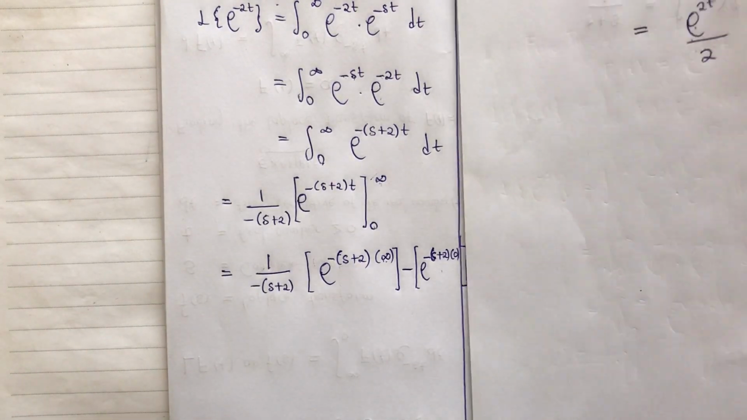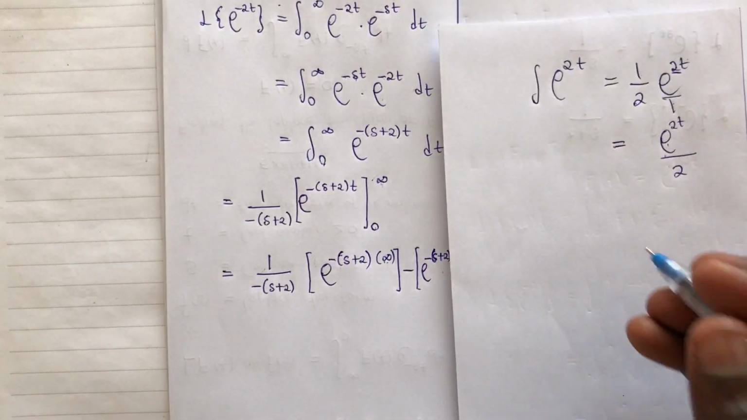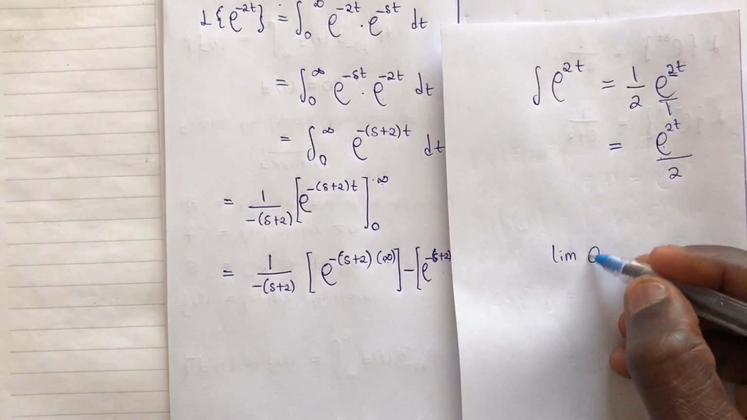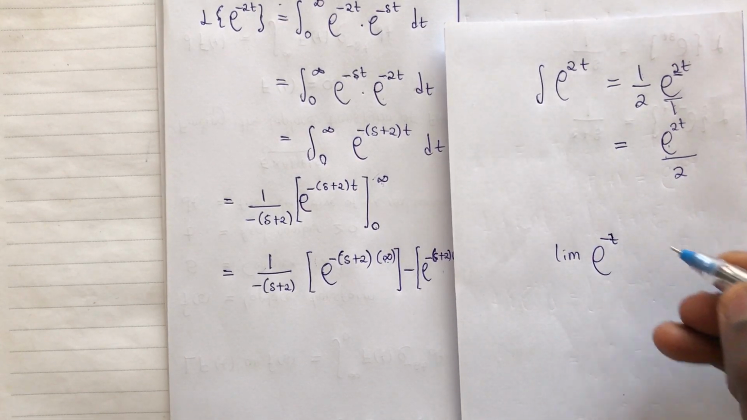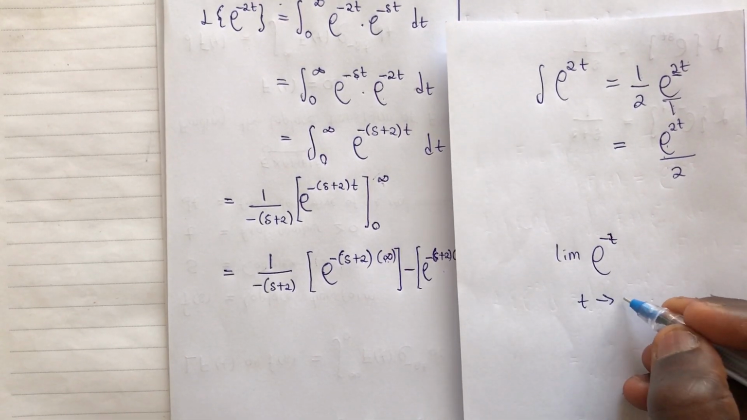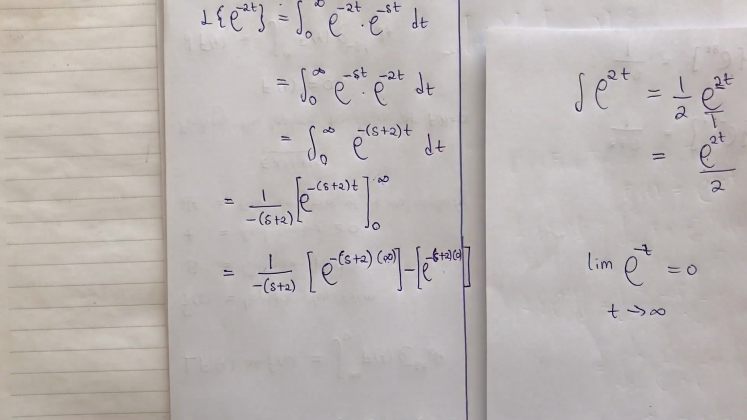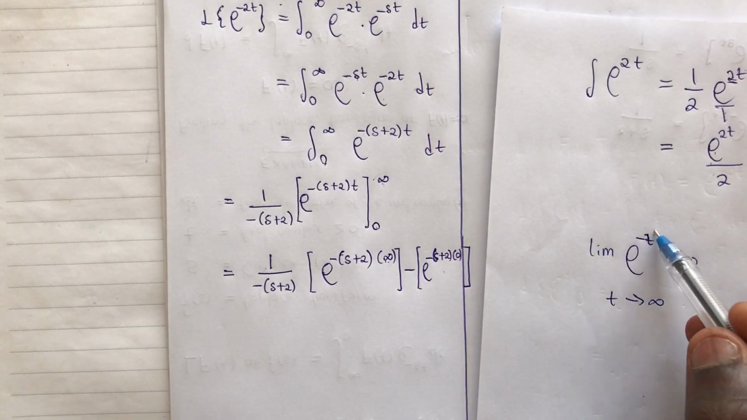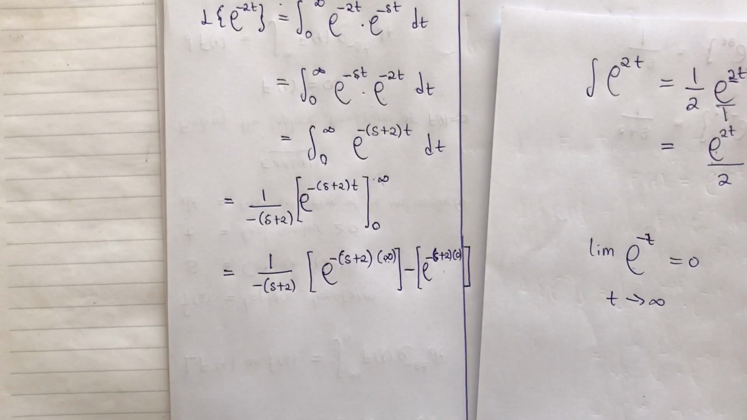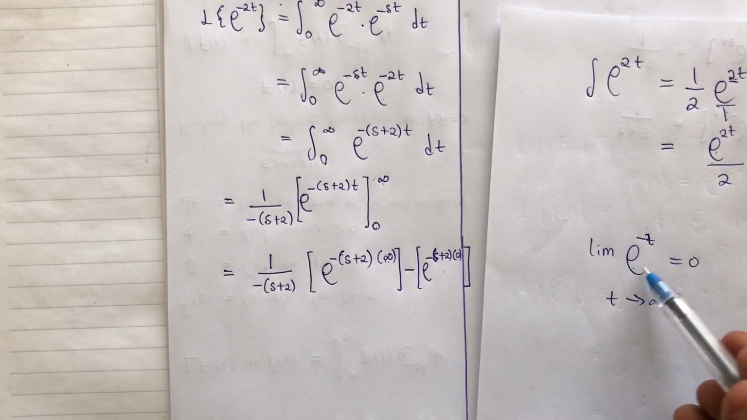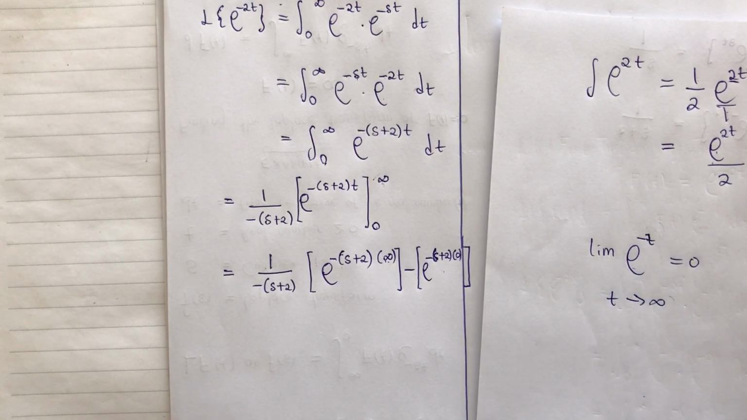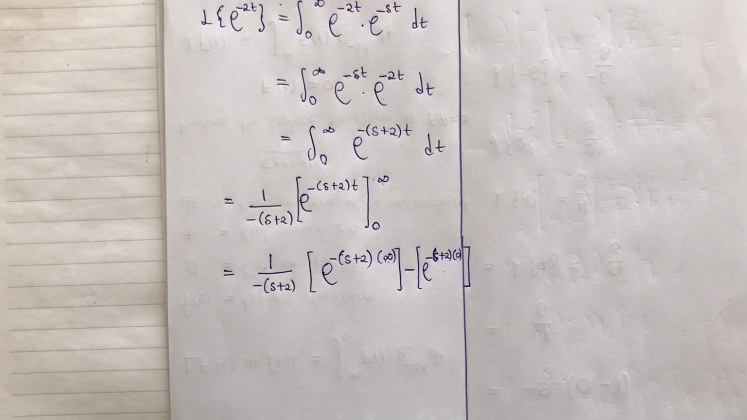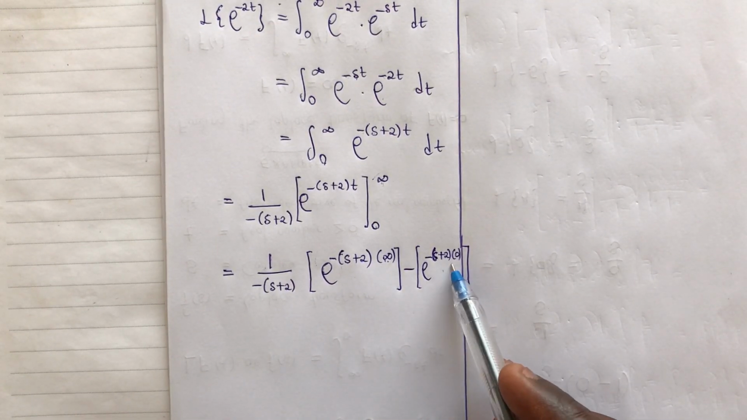For instance, if I take the limit of e to the power, let's say, negative t, then as t approaches infinity, this result is 0. When you substitute a very large number here, this result will be 0. You can check this on your calculator. Punch in this equation, pick a very large number to represent infinity, substitute it here, and you will get a value that approaches 0. So now this side is 0, this side is 1.